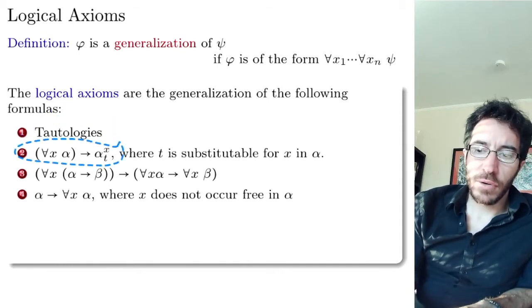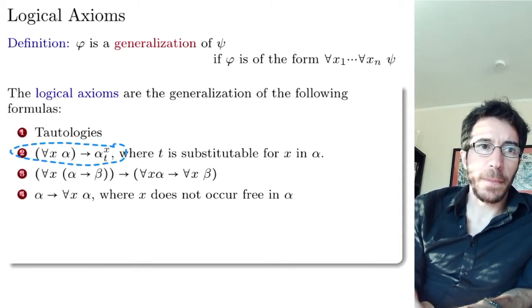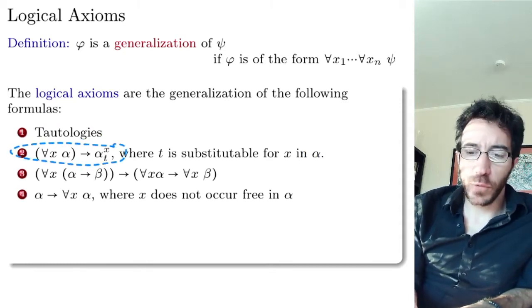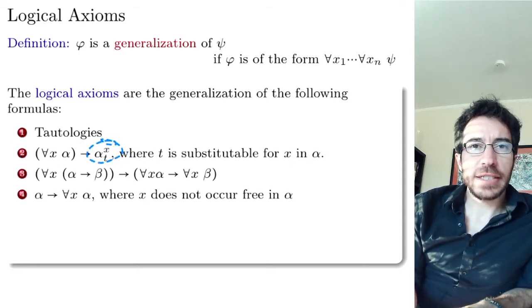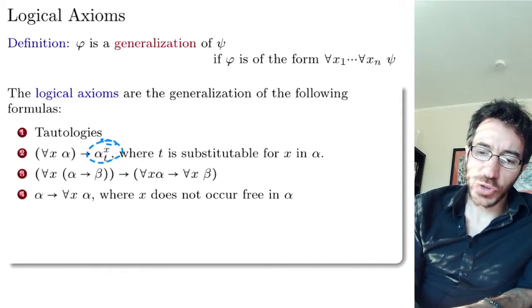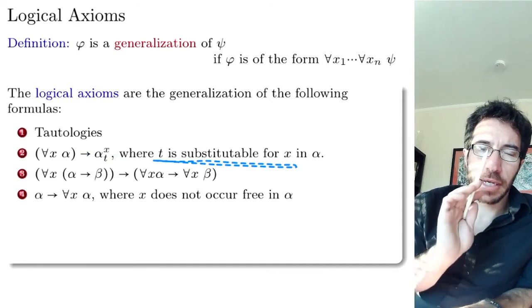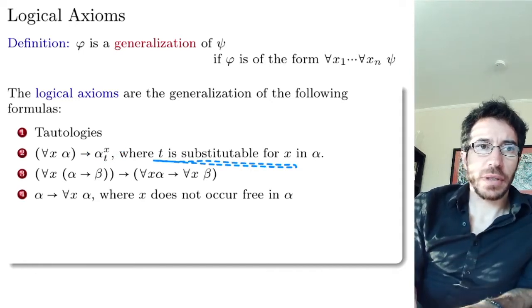The second one is for any well-formed formula alpha. You consider something of this form, where this means alpha where x is being substituted by t. And you're only allowed to use this when t is substitutable for x in alpha, and we'll get into that in a couple of minutes in this video.